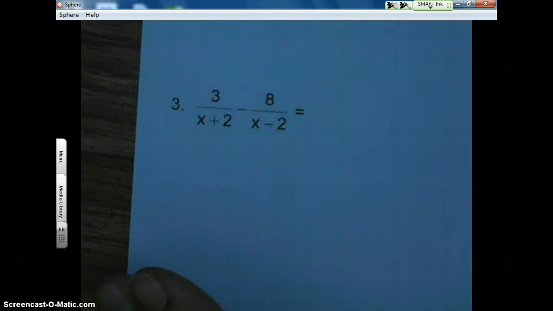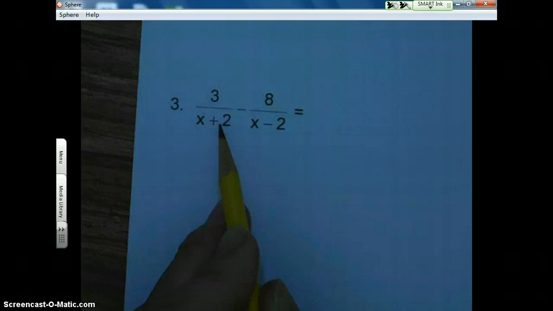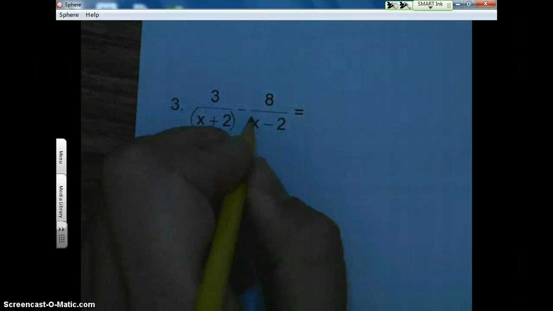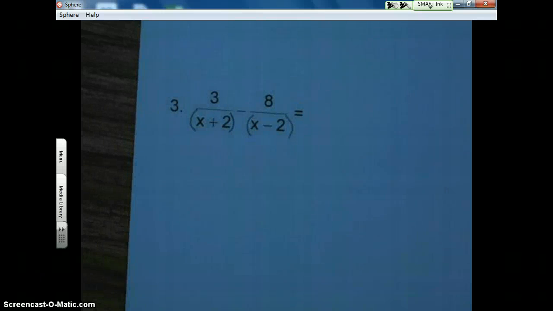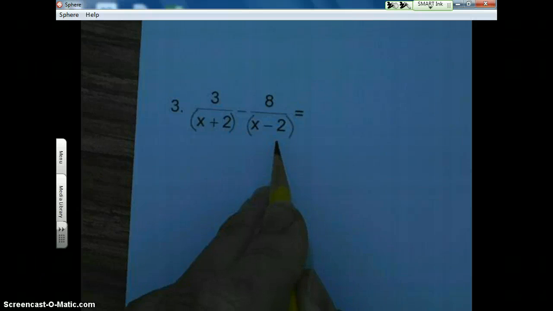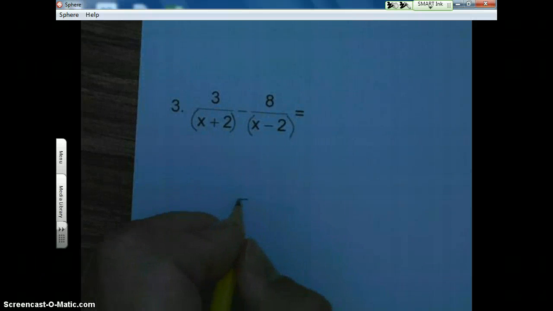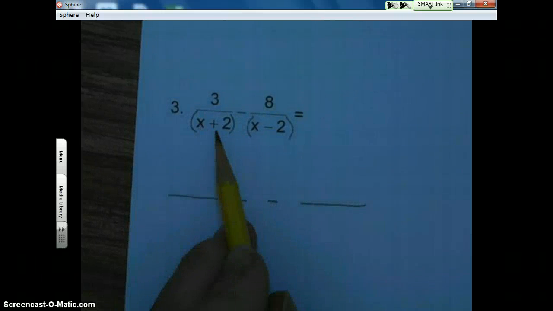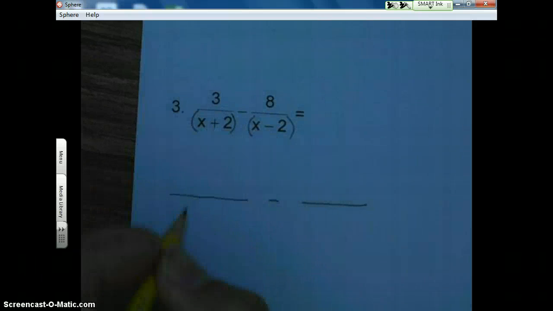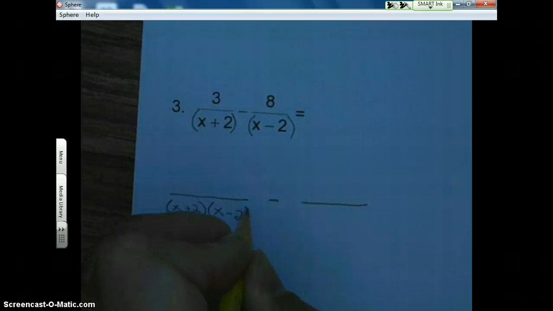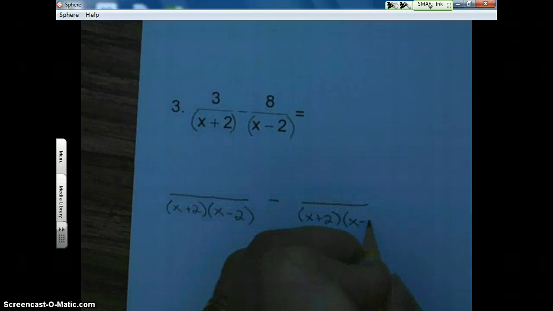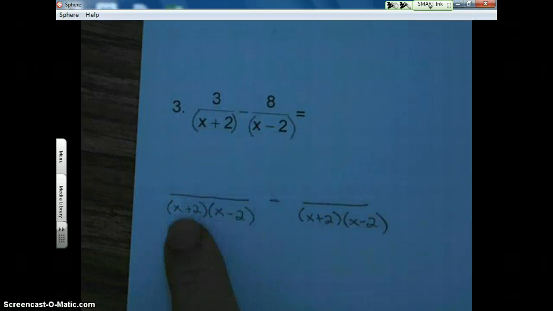Number 3. Common denominator. We have x plus 2 and x minus 2. These are groups, so you have to look at them like this. Are the groups the same? No. Okay, so to get a common denominator, the easiest way to get a common denominator is to multiply these together. So we're going to have x plus 2 times x minus 2. x plus 2 times x minus 2. Now, are the denominators the same?